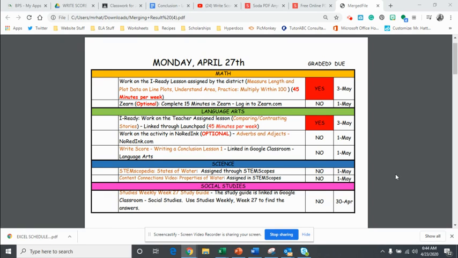And then, of course, you also have the option of logging into Zearn and continuing on your path in Zearn. And then in language arts, this week is comparing and contrasting stories. Now, last week we did informational text. This week we're doing stories.